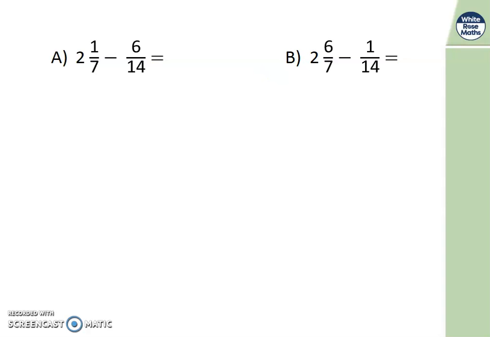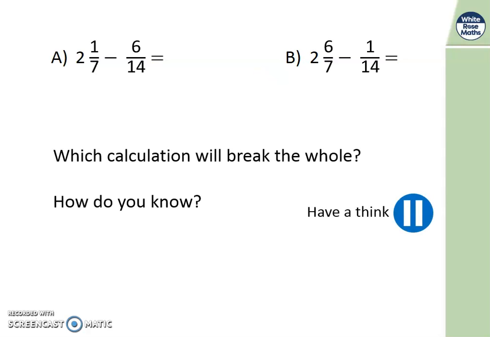Let's have a look at A and B. Only one of these calculations will break the whole. How do you know which one it is without having to draw it out? Well, to work it out, you change them both to the same denominator. In this one, you can see it would be 2 and 2/14 subtract 6/14. So I'm taking away more than I have in this part.